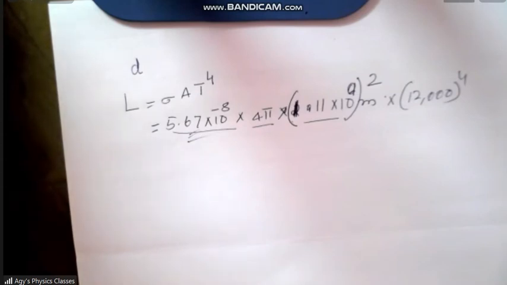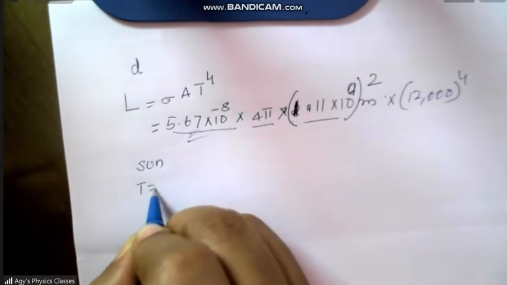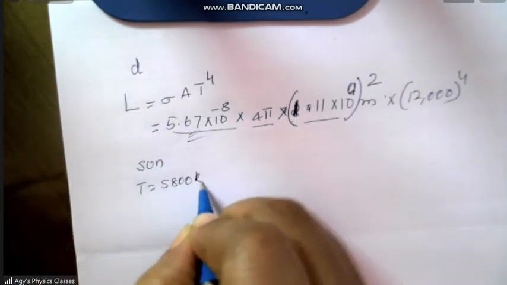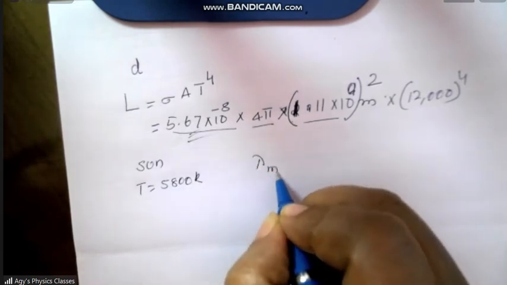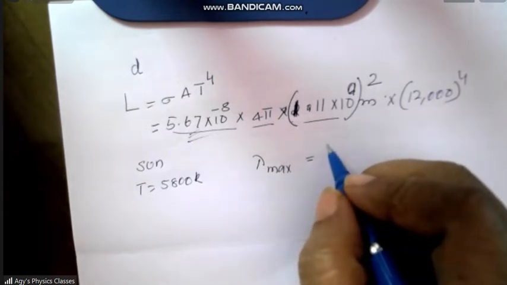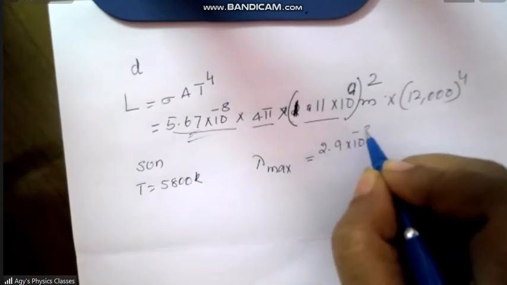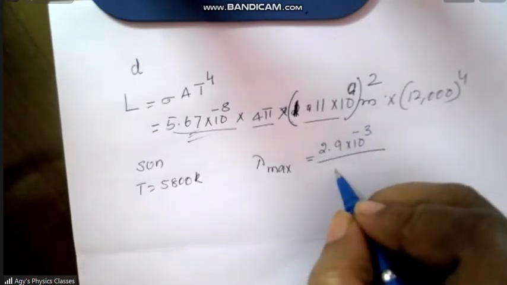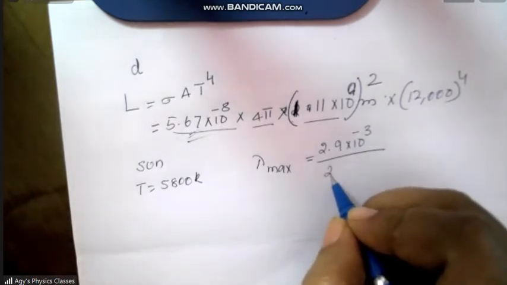The sun's surface temperature has been measured as being 5,800. This is sun. T is 5,800 Kelvin. Calculate the peak wavelength of the solar system. What is the formula for peak wavelength? Lambda max is equal to Wien's constant, 2.9 into 10 to the power negative 3, divided by temperature. So what is the temperature?